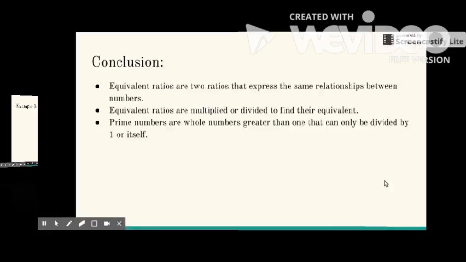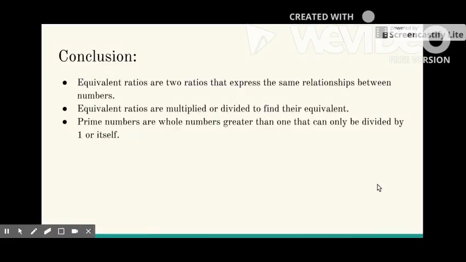A lot about equivalent ratios. The most important thing to remember about equivalent ratios is that equivalent ratios are two numbers that express the same relationship between numbers. Equivalent ratios are multiplied or divided to find their equivalent. Prime numbers are whole numbers greater than 1 that can only be divided by 1 and itself.